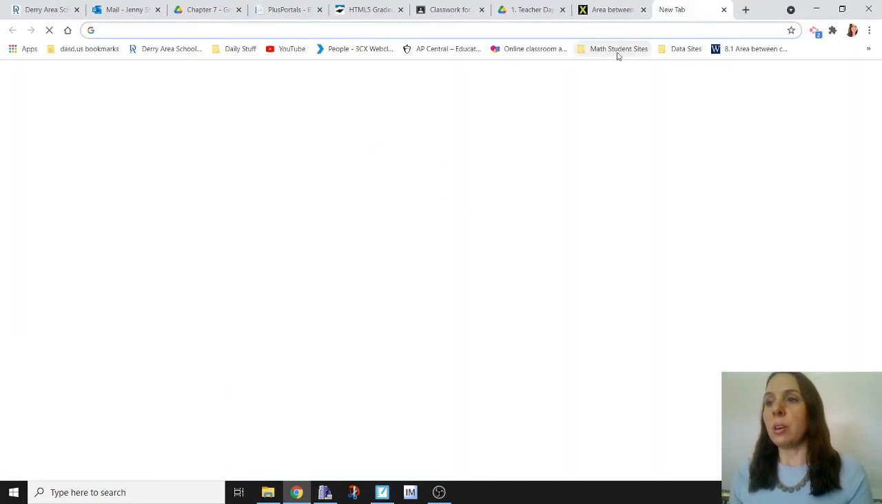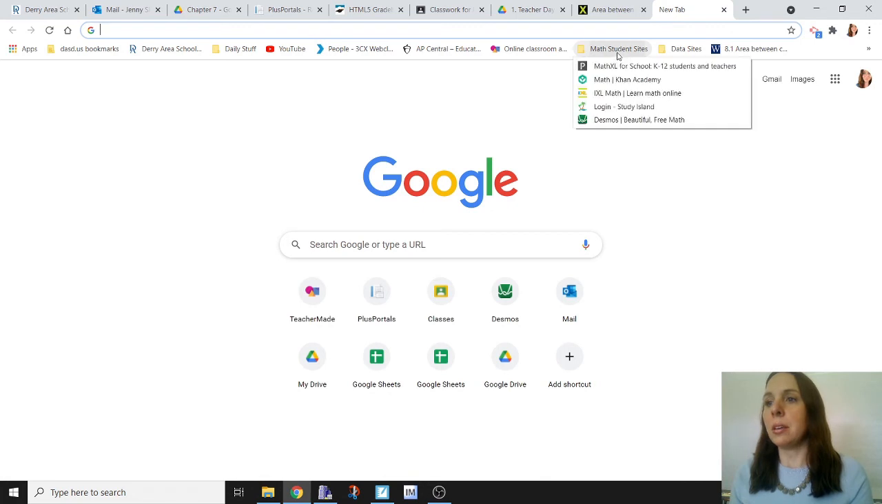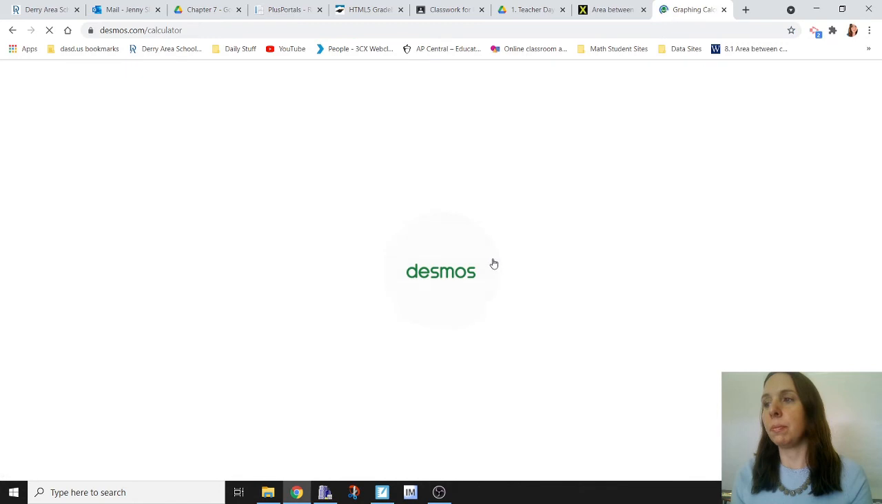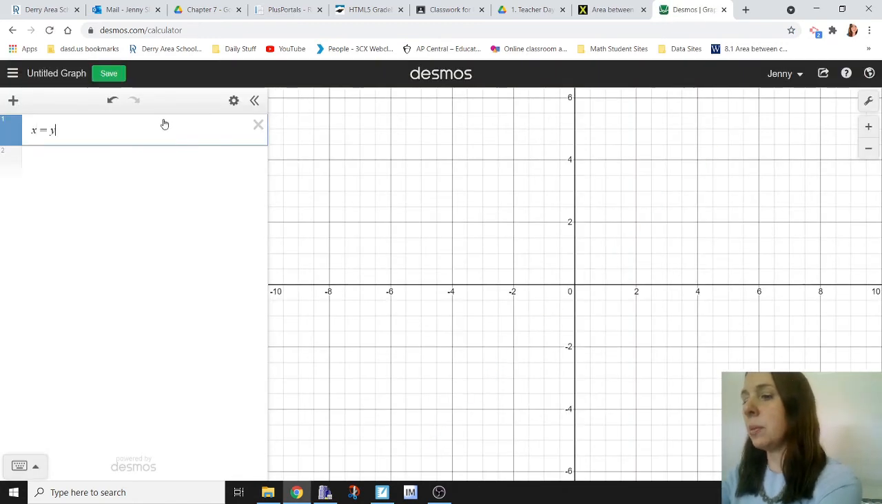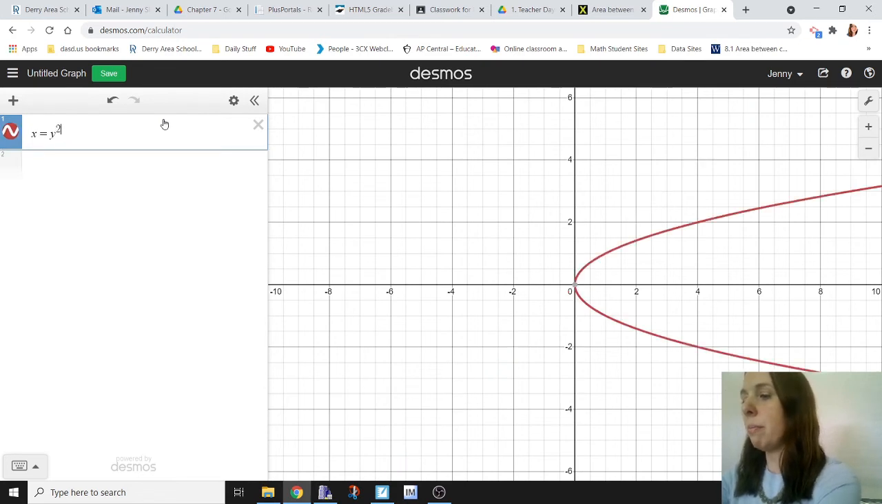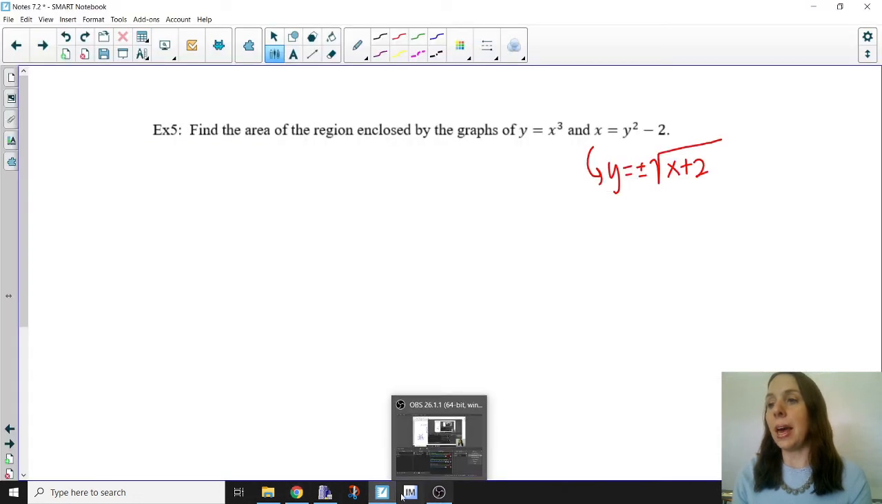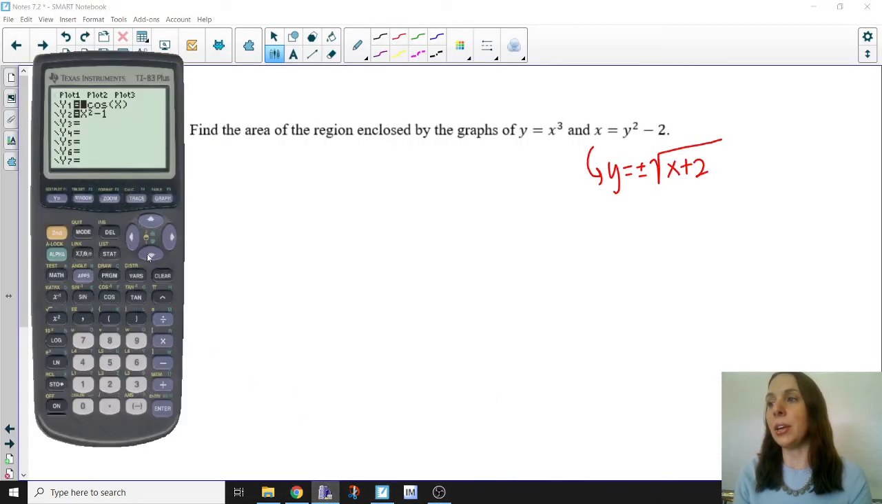Okay, and maybe I should go to Desmos to show you that. So originally it was x equals y squared minus 2, and so that's the curve that we should be seeing. That's x equals y squared minus 2. How do we get that here? You can't type x equals y squared minus 2, right? But what you can do is type in the square root of x plus 2.